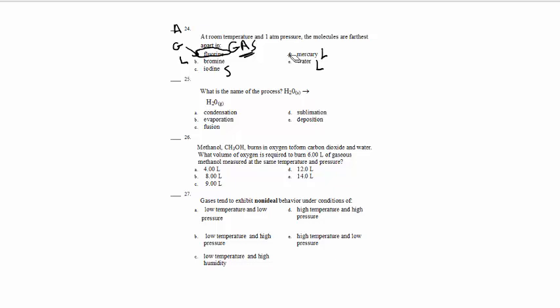So what is the name of the process? Solid to gas. So going from a solid to a gas without turning into a liquid is called sublimation. Just a definition. So here we have methanol burning to form carbon dioxide and water. What volume of oxygen is required to burn 6 liters of gaseous methanol?